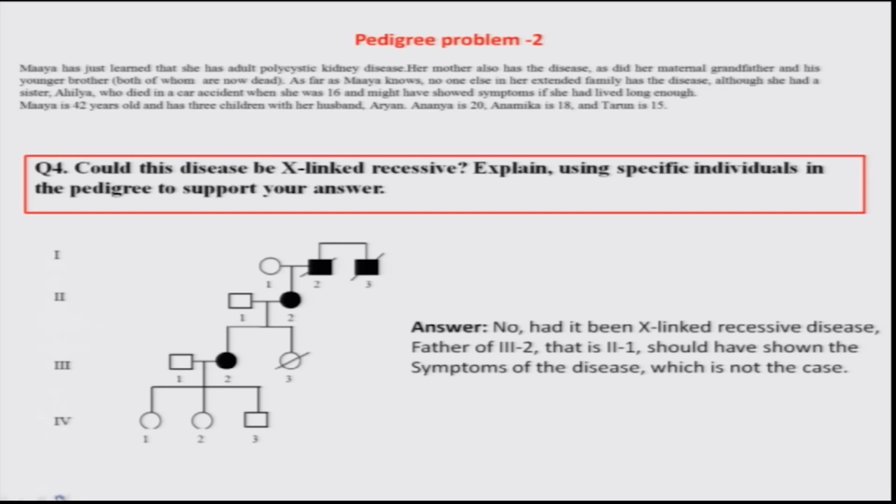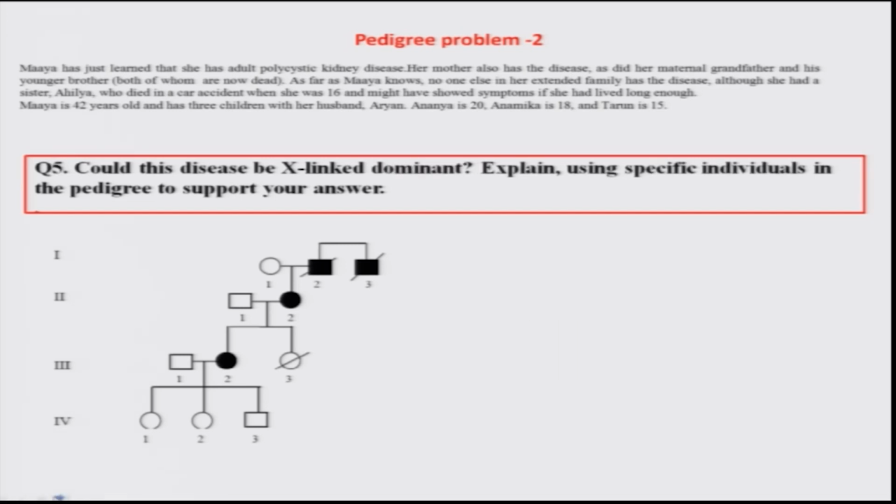Now, let us look into the fifth question. Could this disease be X-linked dominant? Explain using specific individuals in the pedigree to support your answer. Again, if it is X-linked, then it passes from male to female, and from female to both the genders, like to her sons and daughters.